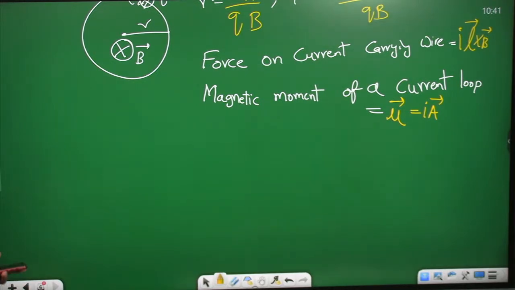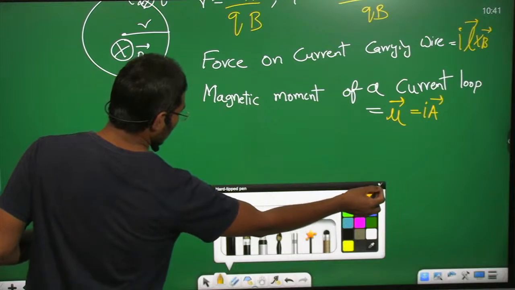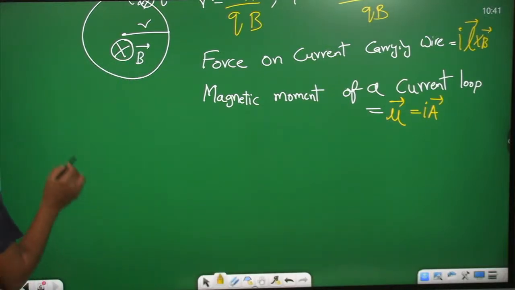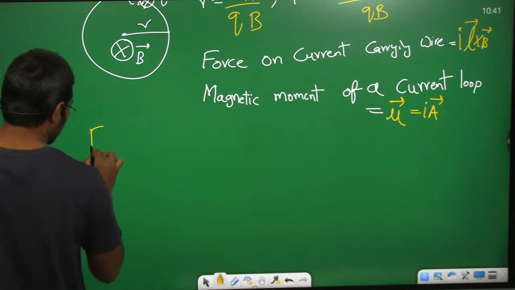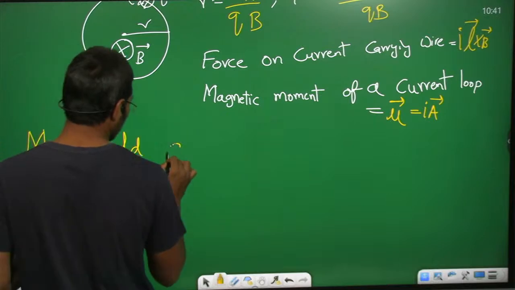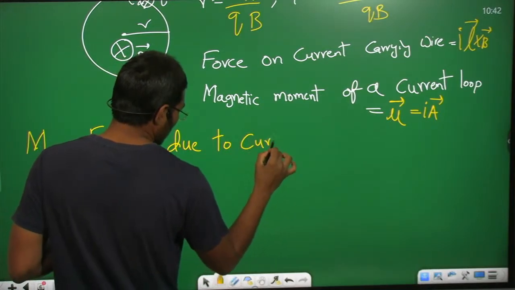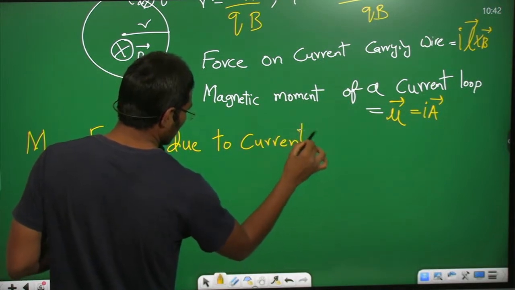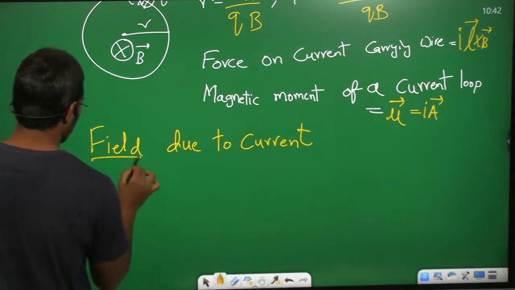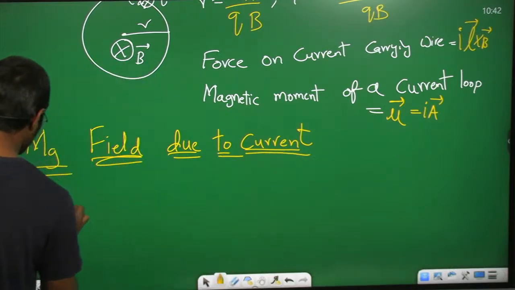So we are trying to talk about magnetic field. Magnetic field due to current. See, we are trying to write.